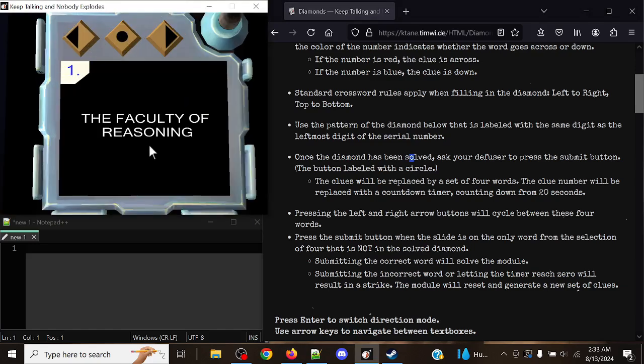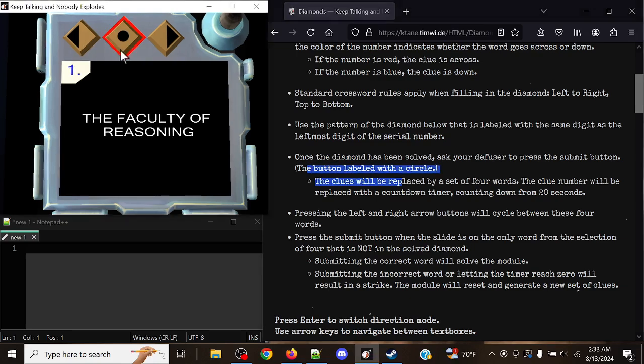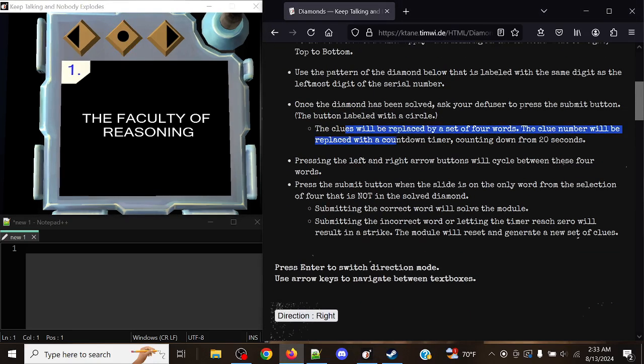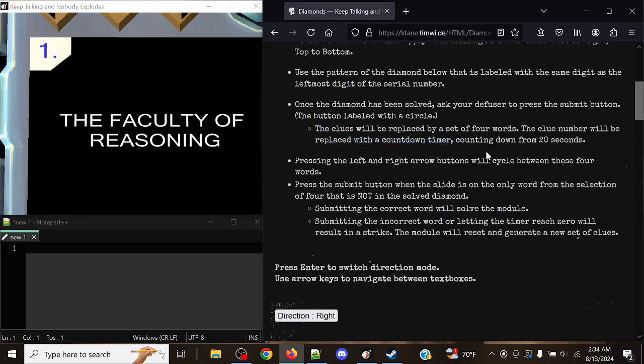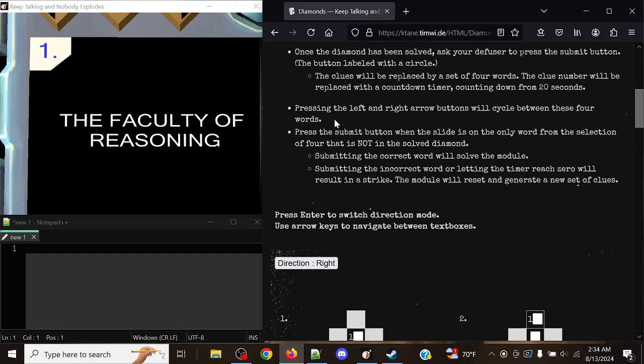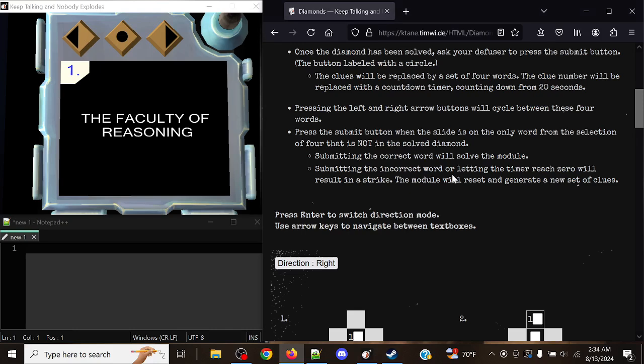Once the diamond has been solved, ask your defuser to press the submit button, the button with the label of the circle, in this case the middle one. The clues will be replaced by a set of 4 words. The clue number will be replaced with a countdown timer, so in this case the top left will have a timer counting down from 20 seconds. We're going to be pressing the left and right arrows to cycle between these 4 words, and we're trying to find the one that is not in the diamond.